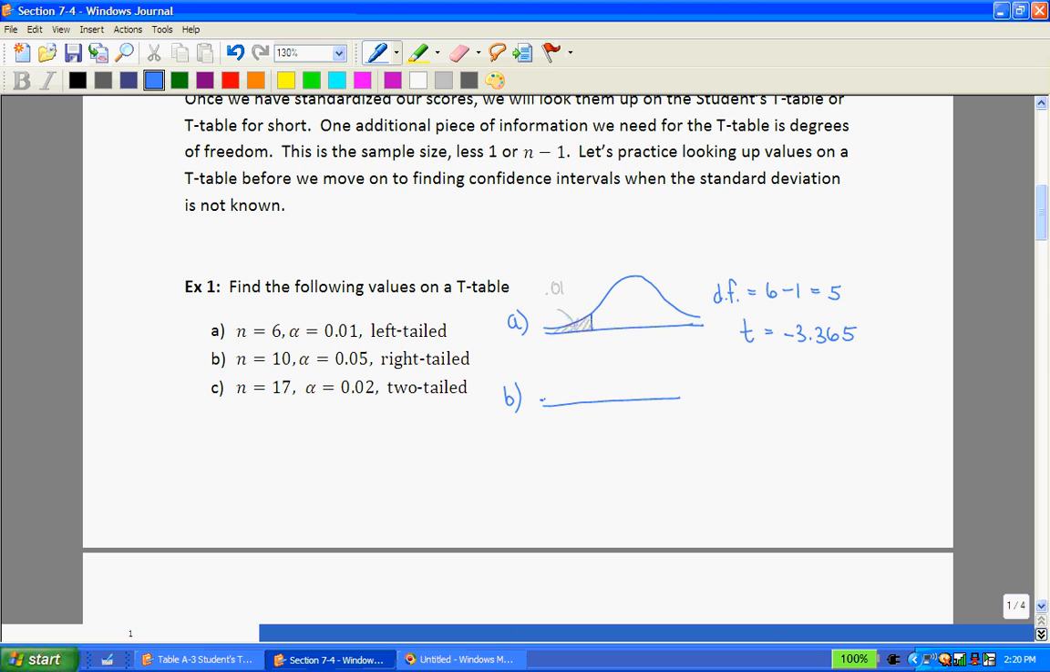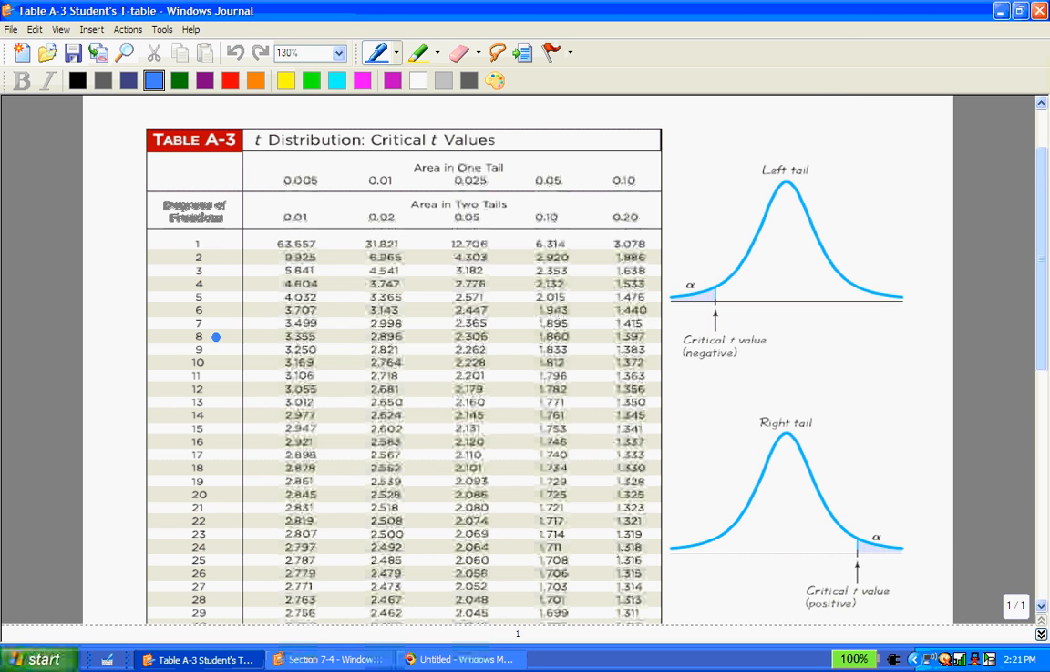So if I draw my little picture, I'm in the right tail, so I'm over here this time. And that area is 0.05. Well, this time my degrees of freedom will be 10 minus 1, or 9. And we're looking for the t-value that goes right here that would give me an area in the tail of 0.05. So I go to my table, and first I look for degrees of freedom 9, which is here.